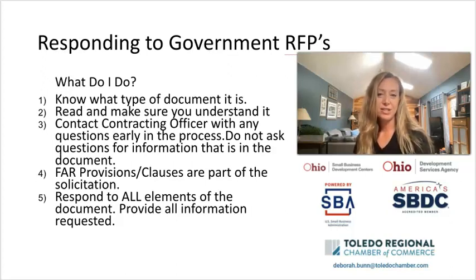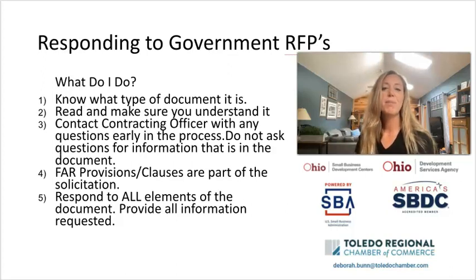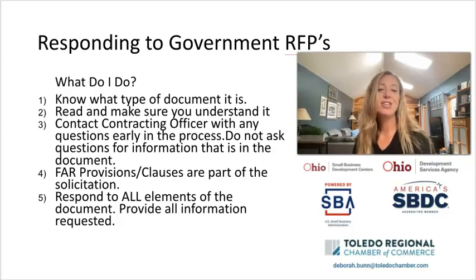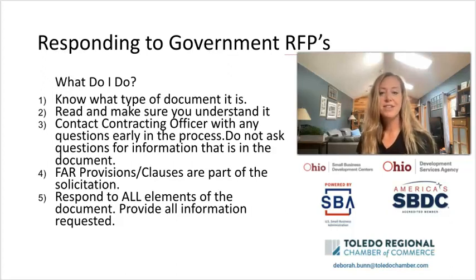If you have questions, you can contact the contracting officer early in the process, but do not ask questions for information that's provided in that document. Make sure you read and understand it first before asking the contracting officer for information they already provided you. There will be FAR provisions and clauses as part of the solicitation, so make sure you understand those as well. And then you want to respond to all elements of the document and provide all information that's requested.